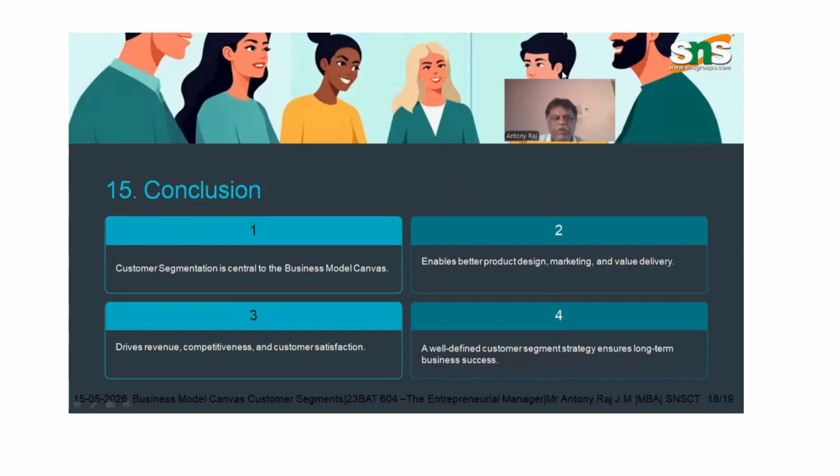So to conclude, customer segmentation is very important to the business model canvas. It enables any organization to come up with better product design, marketing, and strategy. And it is a key component of customer satisfaction and drives revenue. A well-defined customer segment ensures long-term business success.